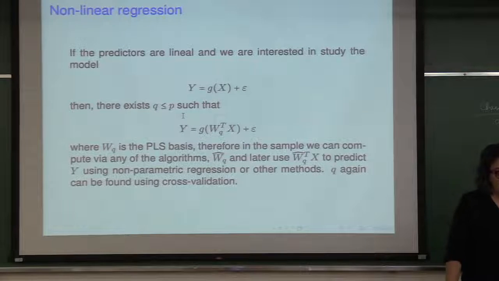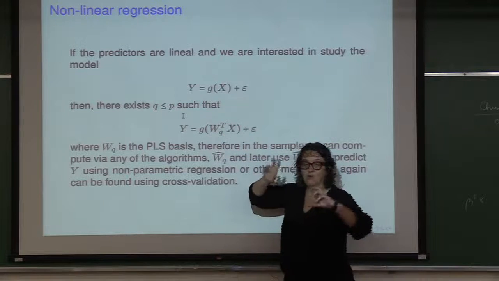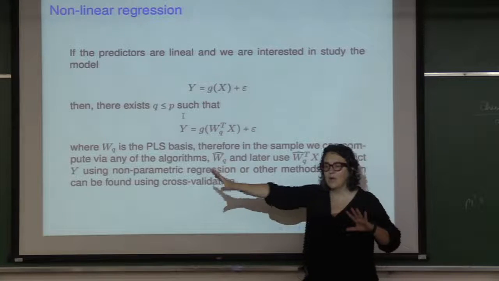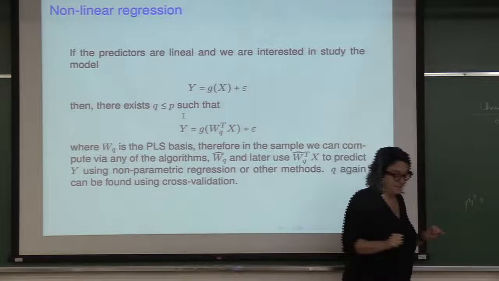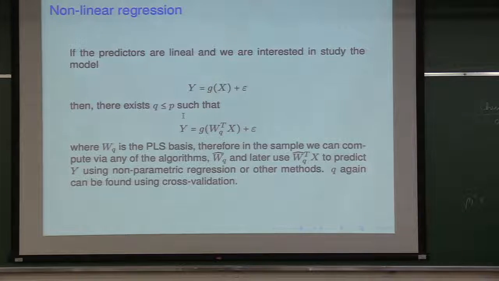But there is no asymptotic theory for P growing. For n going to infinity, there is asymptotic theory, because after you compute the WQ in the sample, you can put the hat here, do all this theory about empirical processes, etc., and you can have the consistency of the prediction. Meaning, you can still use PLS even if the model is not linear, okay? How do you use PLS? You use the first step, that is to reduce X to WQ transpose X. Once you have that, you do whatever you want to do.